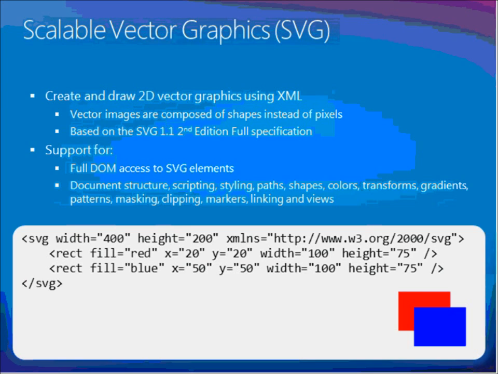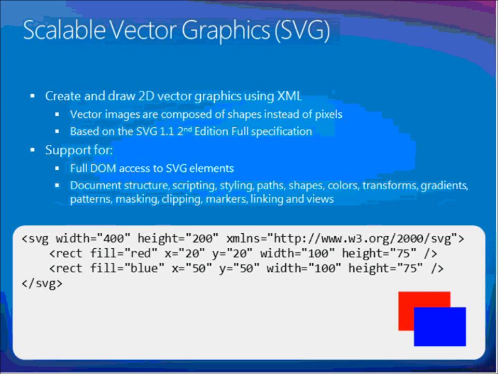SVG is another cool new feature in Internet Explorer 9. And SVG allows you to draw vector graphics using XML. With Canvas, you would draw your items on screen using JavaScript. That meant that as soon as it was drawn on screen, the browser didn't remember it anymore. So there was no easy way you could go and change those without erasing and redrawing.